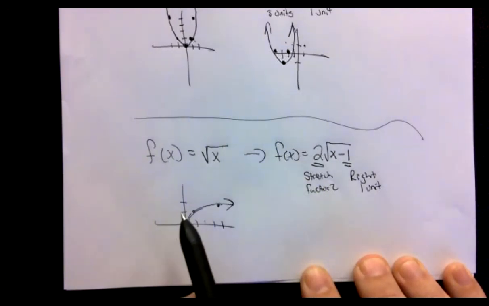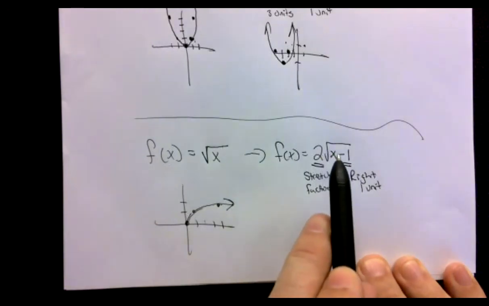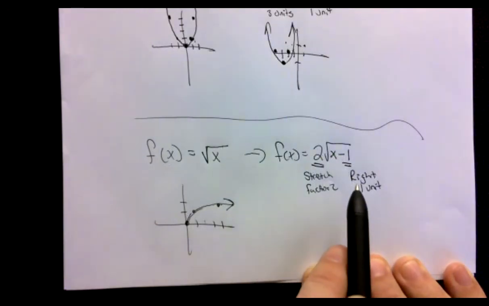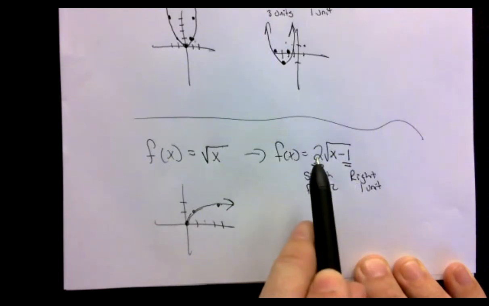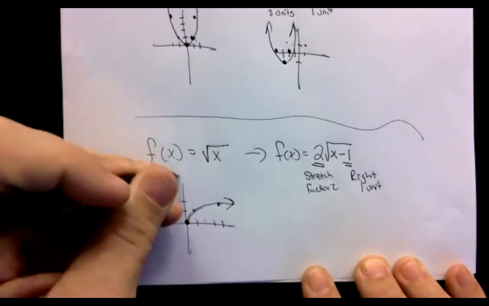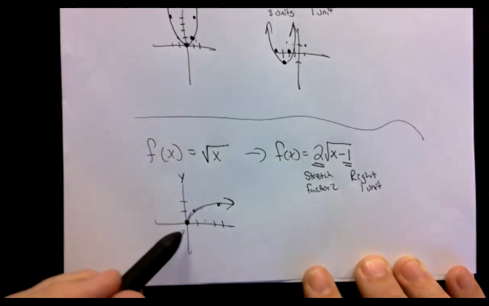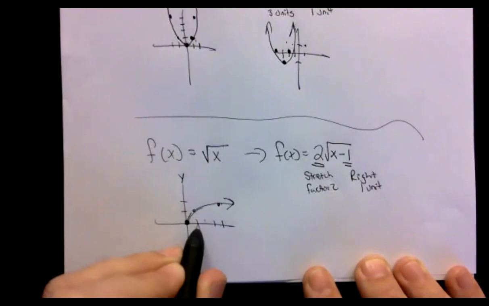So again, if this is my original function, this is called the parent function. This is the parent graph. What we're going to do is take each of those points and shift them 1 unit to the right. Then stretching by a factor of 2 basically multiplies your y by 2. So again, think in terms of vertical. Y is vertical. Each point gets shifted to the right 1 unit.